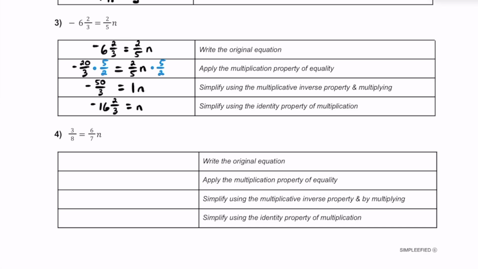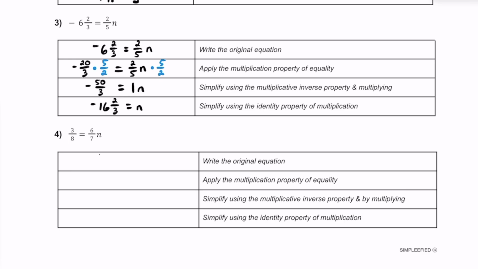If you wanted to check this, of course, you could take the 2/5 here, multiply it by this negative 16 2/3, and just verify that it does equal negative 6 2/3, just to practice and make sure your answer or solution is valid. All right, here's one more example of these types.